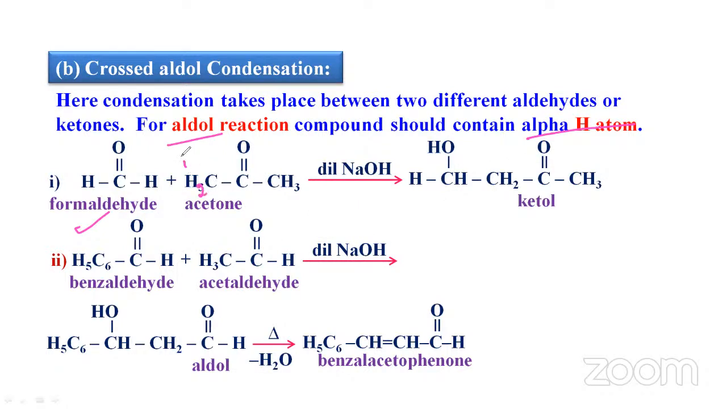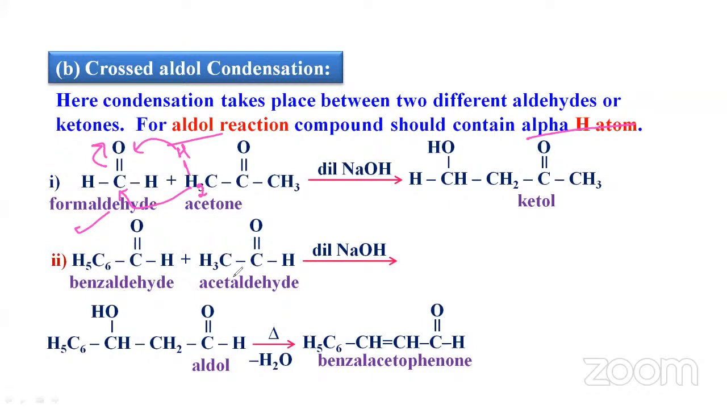So this is CH2, and the negative charge will attack here. This in turn will form an O minus, and the hydrogen will go here. So it forms H, CHOH, then CH2, C double bond O, CH3. Like this, it is a cross aldol reaction.